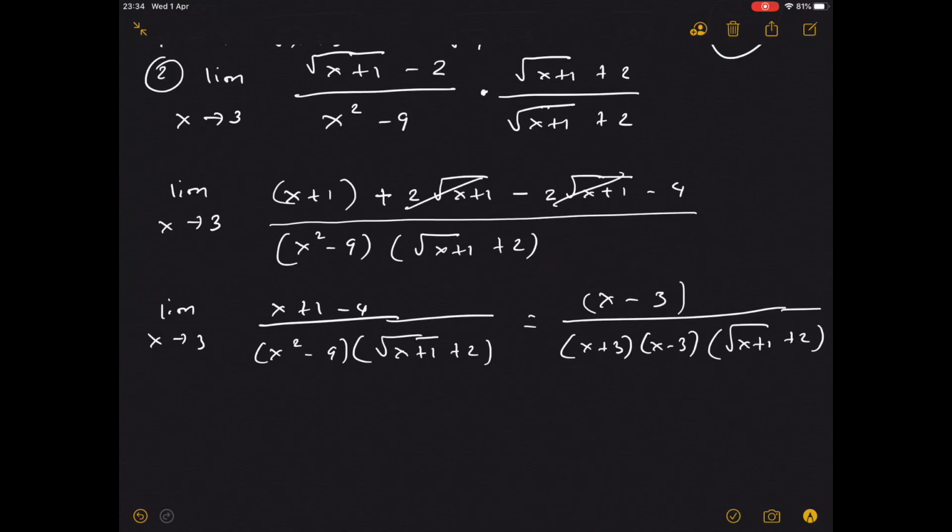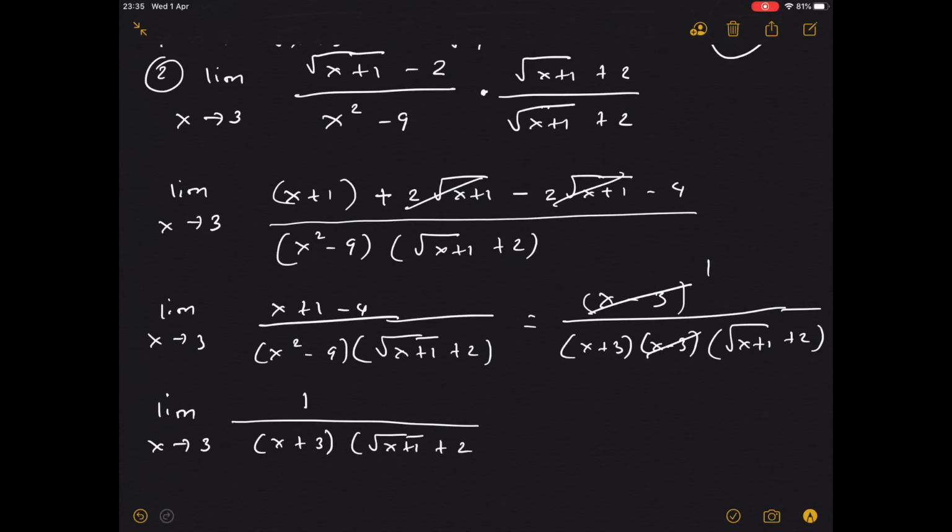The x minus 3 can be cancelled. So the remaining function will be, this one is equal to 1, so 1 all over x plus 3 and multiplied by root x plus 1 plus 2.